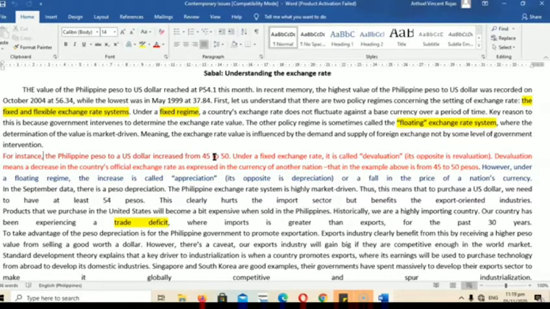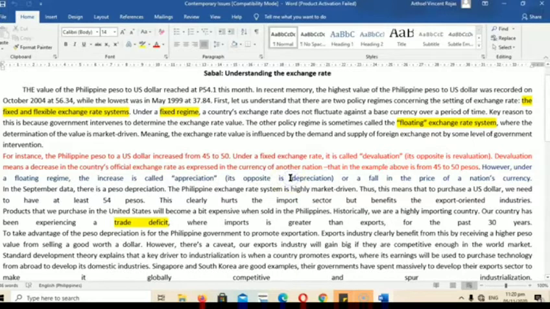However, under a floating regime, the increase is called appreciation. When we say floating regime, it is controlled by the international market, known as the foreign exchange market. So what is appreciation? It has a similar meaning to revaluation. However, the difference is appreciation, market; revaluation, government or central bank. So what is the opposite of appreciation? We have here depreciation, the other term for devaluation.